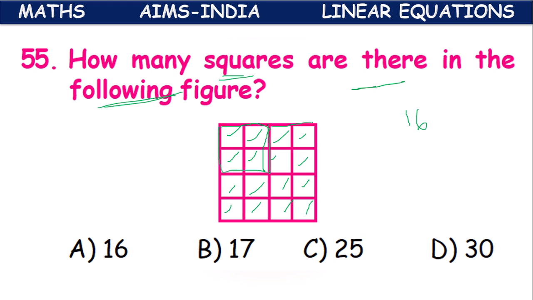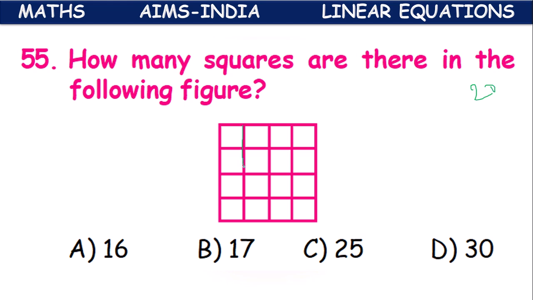so 1, 2, 3, 4, plus 4 will come. And again, if you take plus 4 means 20. Already we have 20.